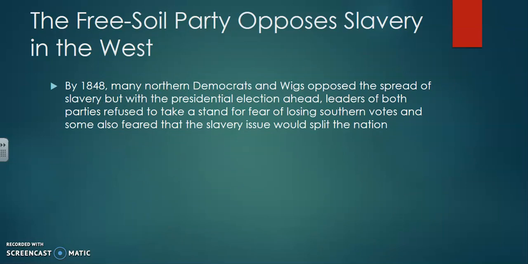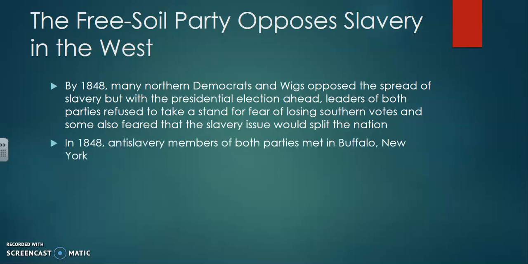Now, by 1848, many Northern Democrats and Whigs opposed the spread of slavery, but with the presidential election that year, leaders of both parties refused to take a stand for fear of losing Southern votes, and some also feared that the slavery issue would split the nation.